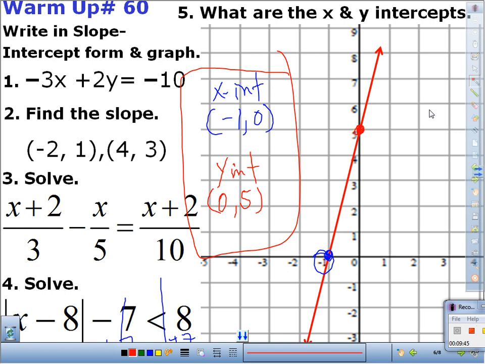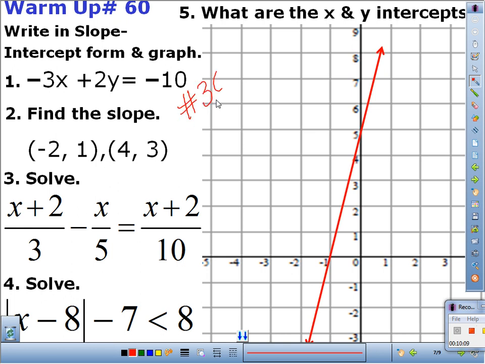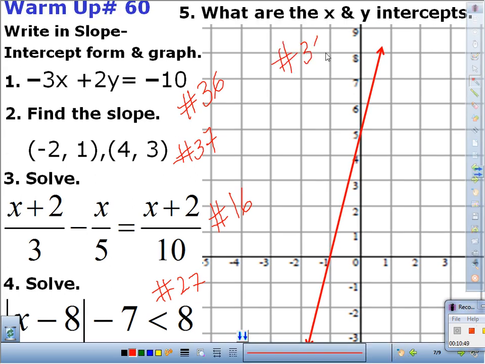So now, look in your study guide and tell me which ones these belong to. Karina, number one, what does that one belong to? Number one on the warm-up is number 36 from your study guide. How about number two? Karina? Number 37. How about number three? Number 16 is number three. How about number four? Number 27. And number five, number 35. So we already did all those from the study guide, and double check your work with what we did right now.